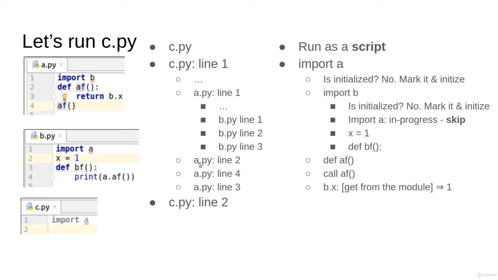Observe here the tabs. I'm making the tabs so that you observe the order. We were at C, then at A, then at B. We finished B. We go back to A at line number 2.